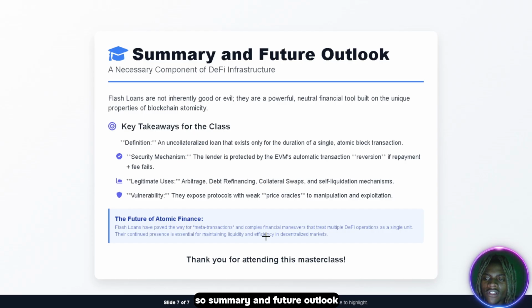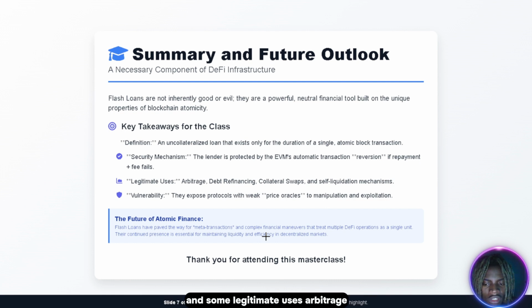So summary and future outlook, okay? Jump into it. So here's a quick summary of flash loans. Flash loans are not inherently good or bad. They're a powerful, neutral financial tool built on the unique properties of blockchain atomicity. Some key takeaways for the class. An uncollateralized loan that exists only for the duration of a single atomic block transaction, okay, and has security mechanisms. The lender is protected by the Ethereum virtual machine's atomic transaction reversion if repayment plus the fee fails.